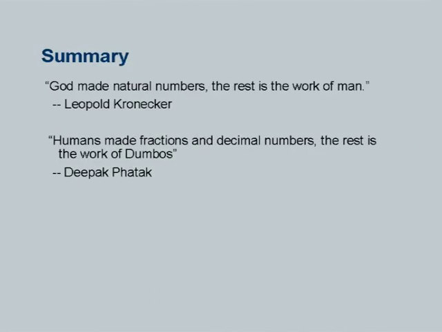In summary, everybody is familiar with Kronecker. Have you heard this name? Kronecker delta is an important mathematical notion. Anyway, he said God made natural numbers, the rest is the work of man. I have added to it that humans made fractions and decimal numbers, the rest is the work of Dumbos. So you have to be very careful while dealing with Dumbos.